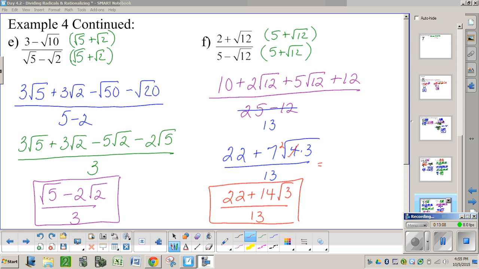Alright, if you chose to do these two, they were a little more challenging. So if you got to the point where you can simplify these, then you are doing awesome. Not that the rest of you aren't doing great. You are. Everybody's doing awesome with this.